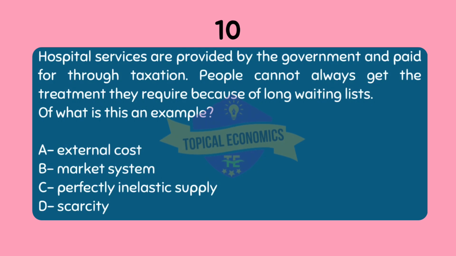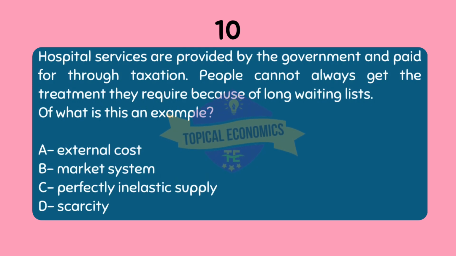Moving to the 10th question. Hospital services are provided by the government and paid for through taxation. People cannot always get the treatment they require because of long waiting lists. Of what is this an example? A.